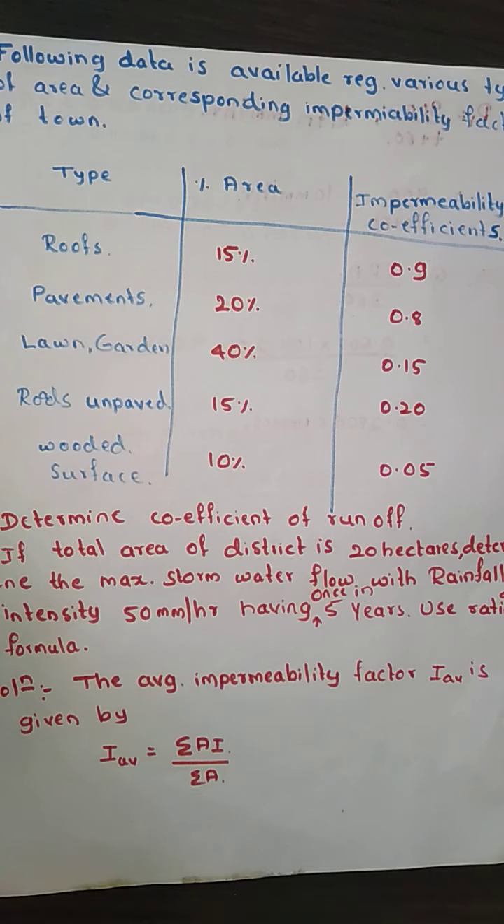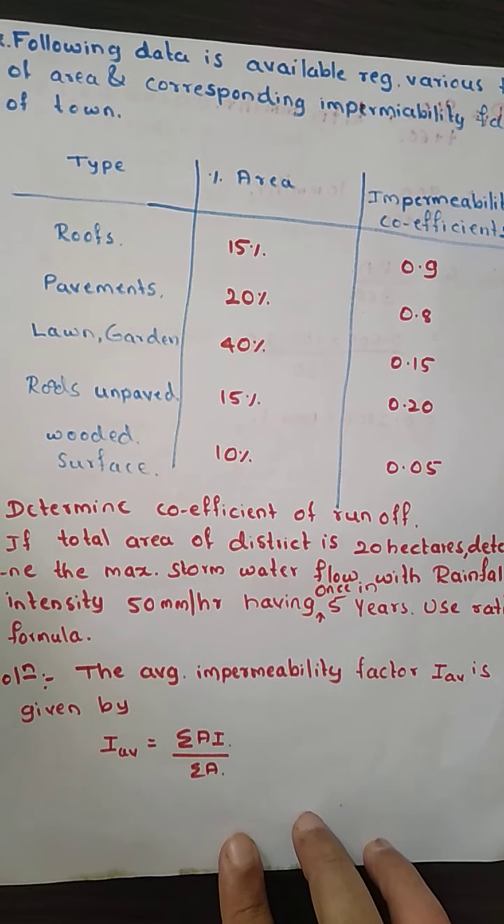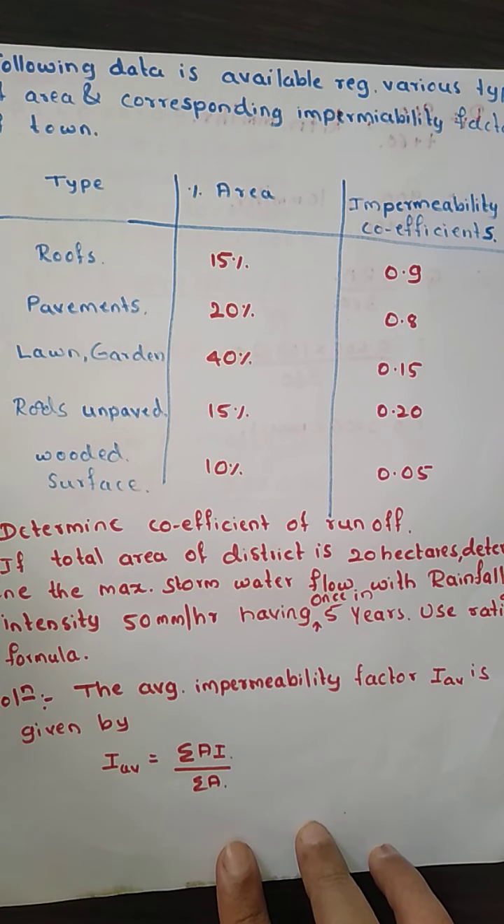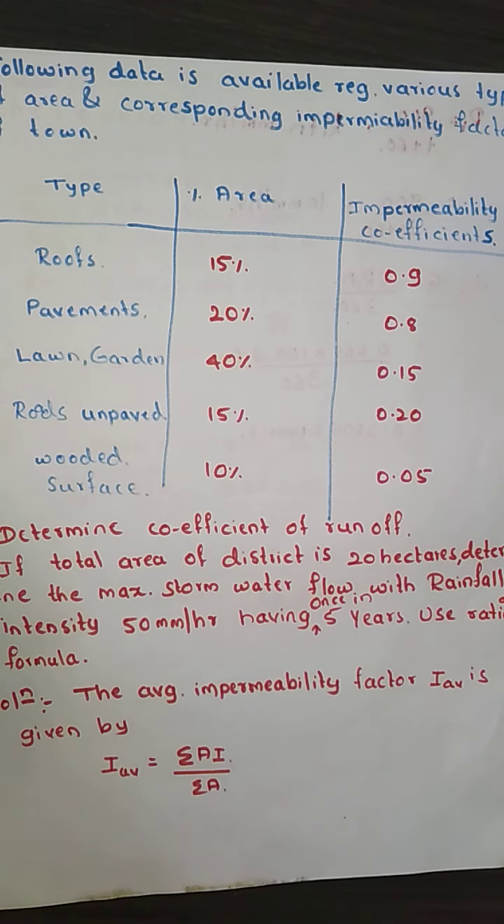In the previous class, we have seen how we are going to calculate the average impermeability factor, right? So the formula is sigma aI divided by sigma A. Okay, so this we have seen in the previous class. So today we are going to solve two more problems on the storm water flow.